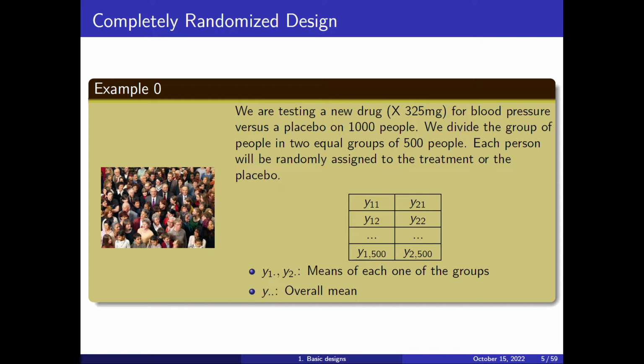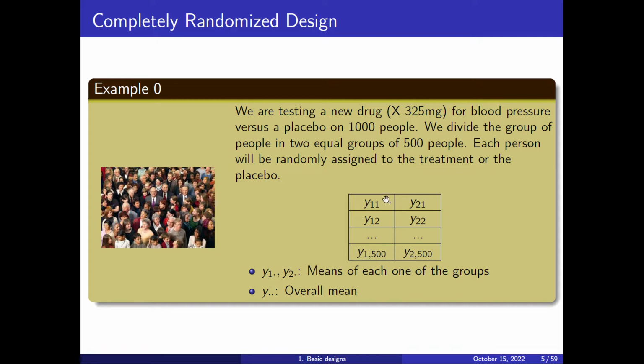So let's say that we are testing a new drug at a given concentration, at a given dose, and we are studying whether it lowers the blood pressure of hypertensive people. We will have 1000 hypertensive people, and we will give half of them the drug and the other half the placebo. We divide the 1000 people into two groups, and each person will be randomly assigned to the treatment or to the placebo.